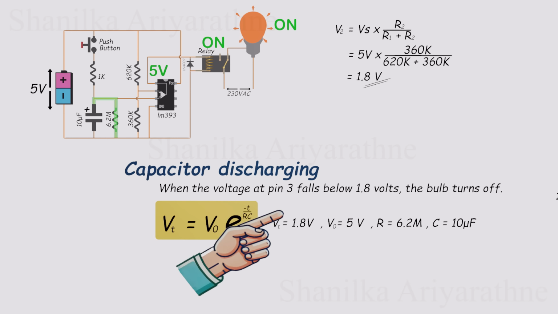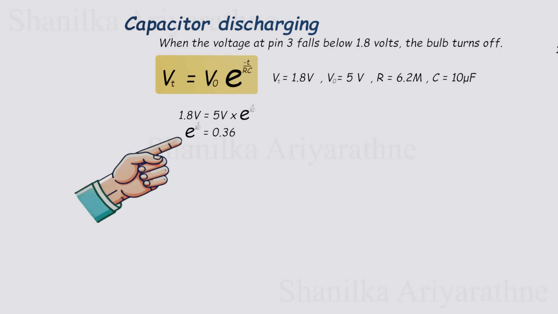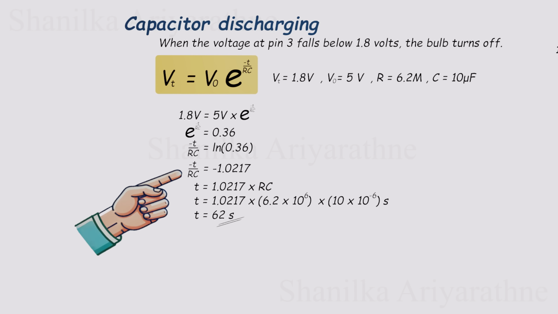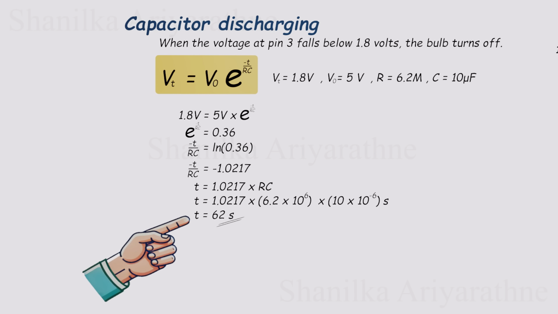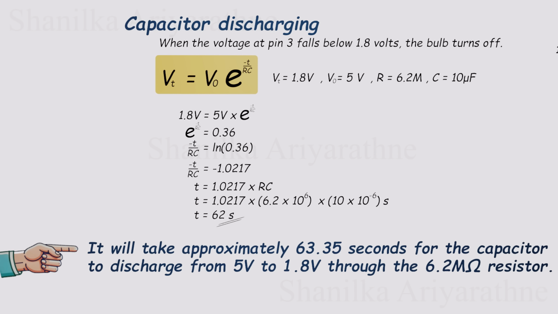All right, let's do the math. First, substitute all the known values into the capacitor discharge equation. Now, to solve for time t, we rearrange the equation and take the natural logarithm of both sides. After calculating, we find that T over RC is about 1.0217. Multiplying through by RC, we get T is about 62 seconds. So, it will take approximately 62 seconds for the capacitor to discharge from 5 volts down to 1.8 volts through the 6.2 megohm resistor.